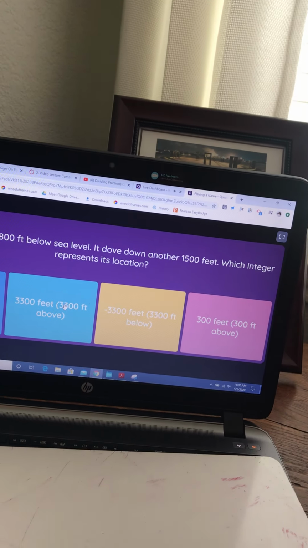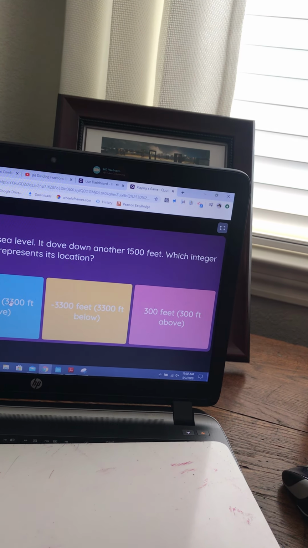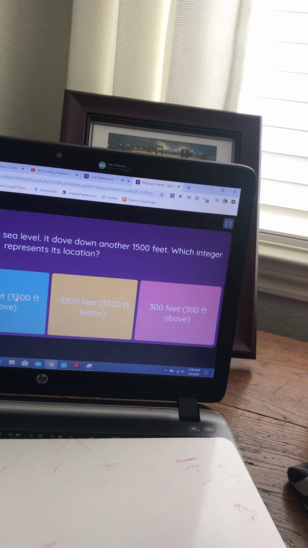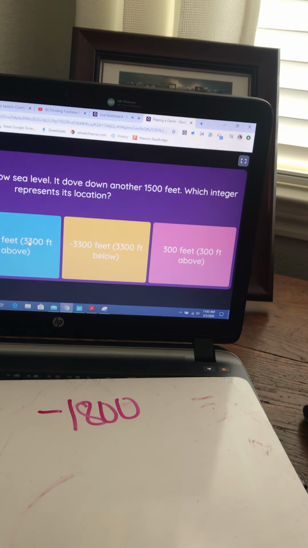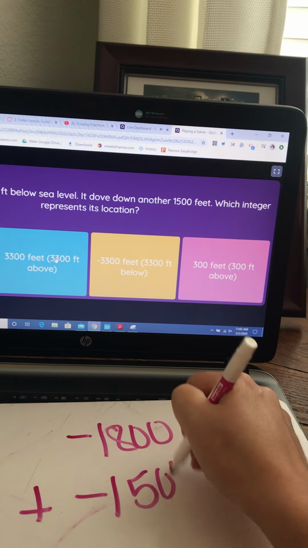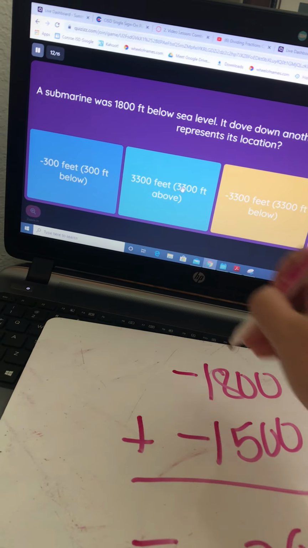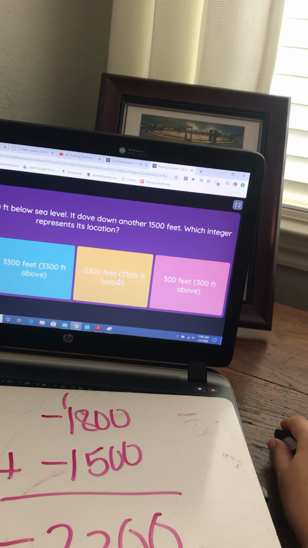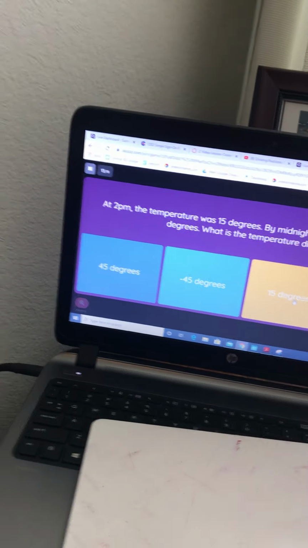Submarine. A submarine was 1,800 feet below sea level. It dove down another 1,500 feet. Which integer represents its location? So if it's below sea level, it's starting at a negative 1,800. And we're going to add on to it another negative 1,500. So I know my answer is going to be a negative below sea level. If I add these together, I would be 3,300 feet below sea level. It's a long ways down, I think.